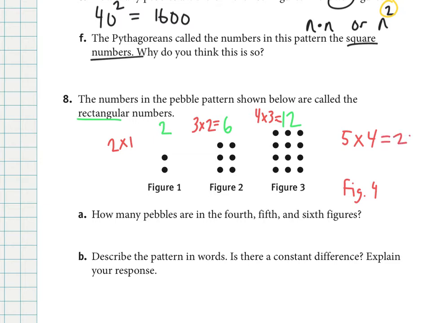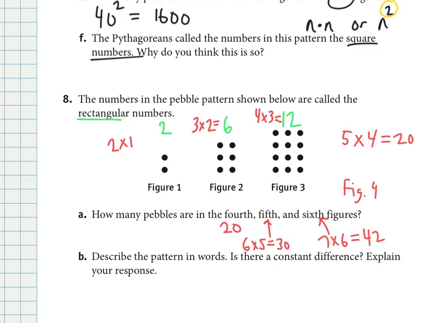We should have 20 in the fourth figure. It's 5 times 4. In the fifth figure, it should be 6 times 5. And in the sixth figure, it should be 7 times 6, or 42.